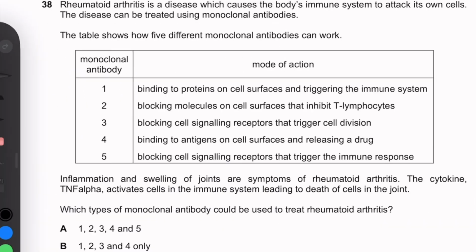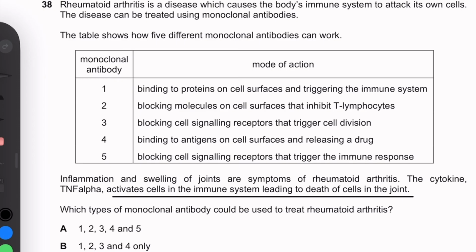So it's D. Rheumatoid arthritis is a disease which causes the body's immune system to attack its own cells, and the disease can be treated using monoclonal antibodies. Now the table shows 5 different monoclonal antibodies and their modes of action. Then we have inflammation and swelling of joints are symptoms of rheumatoid arthritis. The cytokine TNF-alpha will activate the cell's immune system, leading to the death of cells in the joint.